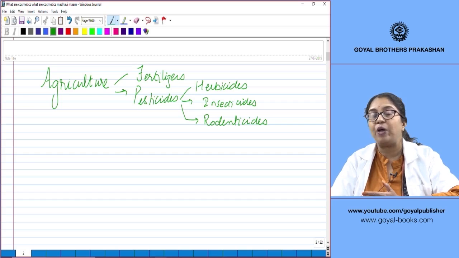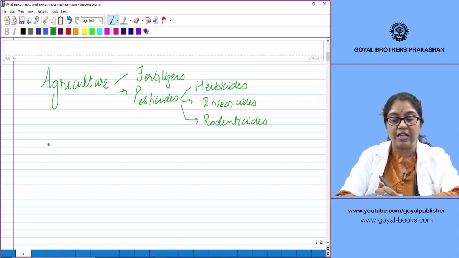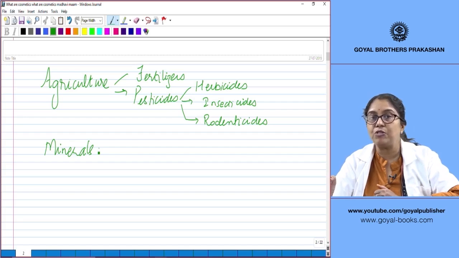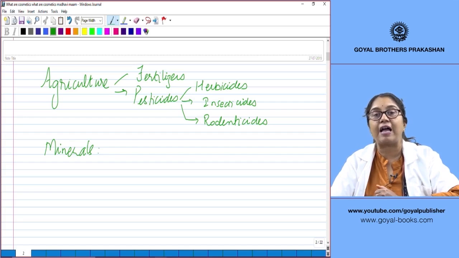Another field where chemistry plays a really important role is minerals. Now, what are minerals? Minerals are compounds which are found naturally existing. They are found in nature. They may be found in the oceans. They may be found in the earth's crust.